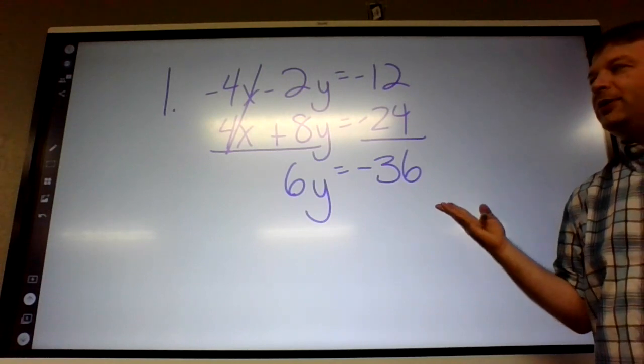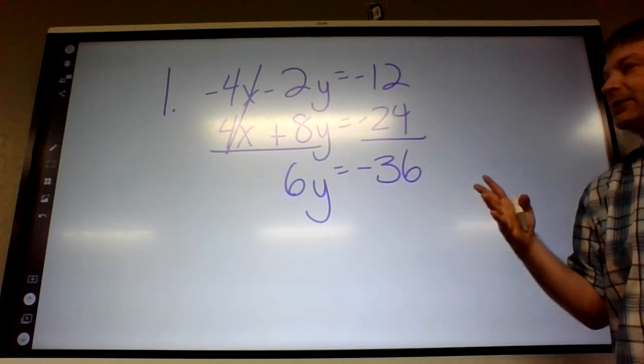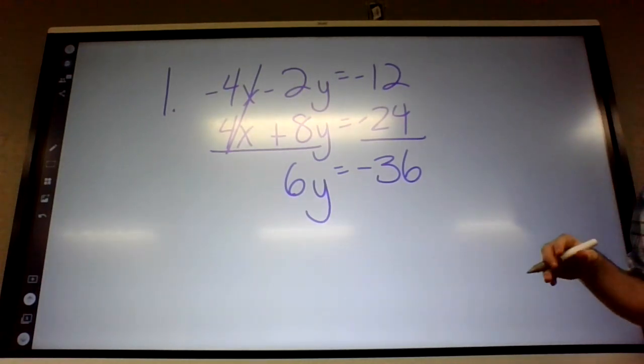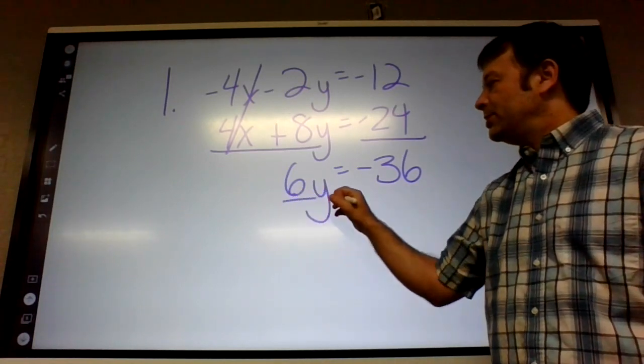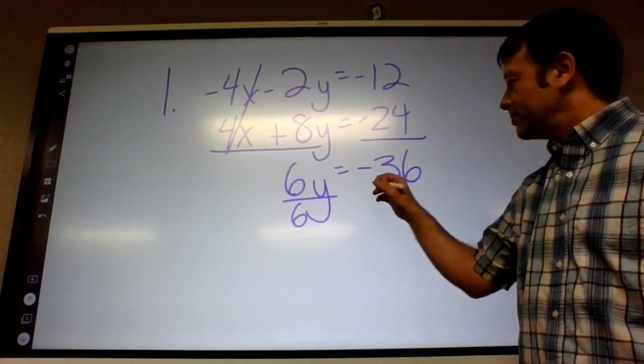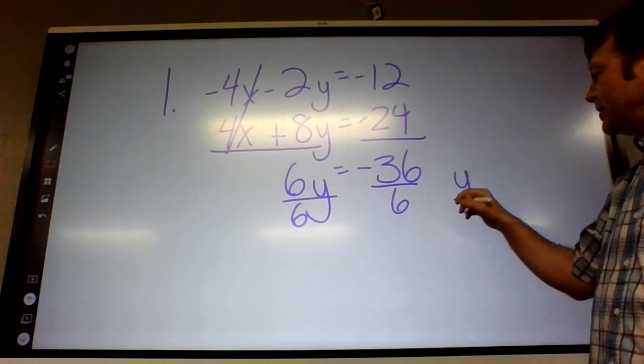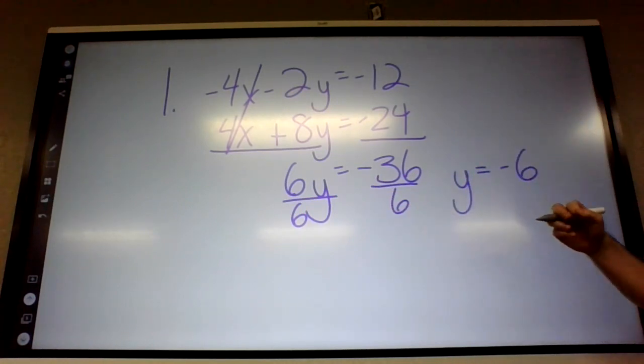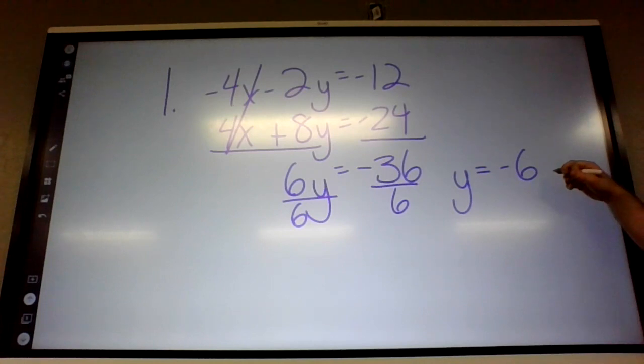Now, they're not all this easy. It's just number one, but this can be very efficient. We do have to still divide by 6 like normal. So y is negative 6, but now what?